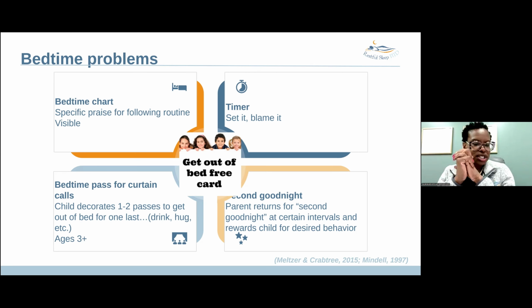The bedtime chart is awesome. It's a great place to start. You put it on the wall in the bathroom, and you praise them so much as they go through and check off the tasks that they're supposed to do. That's one method. You can also use the timer, which is the set it, blame it method. So the timer says we have 5 minutes, we just have 5 minutes. So you're not the one to blame, it's the timer. And it works very, very well.